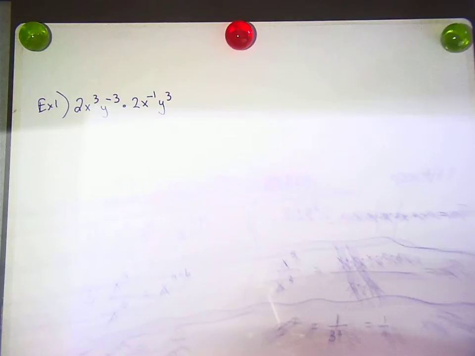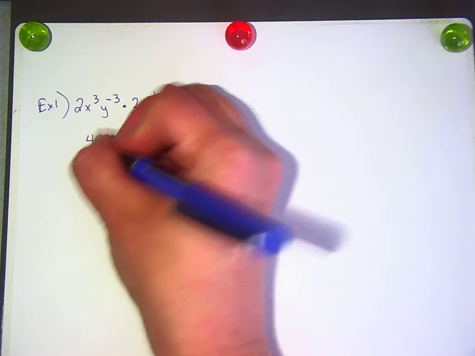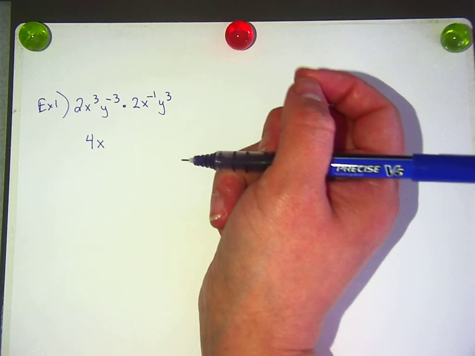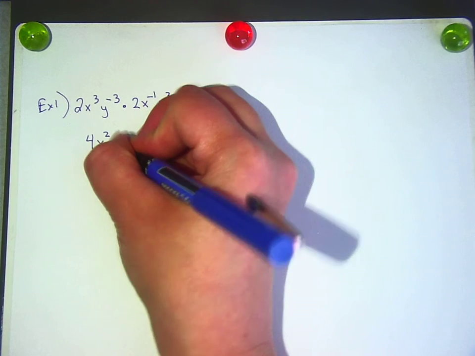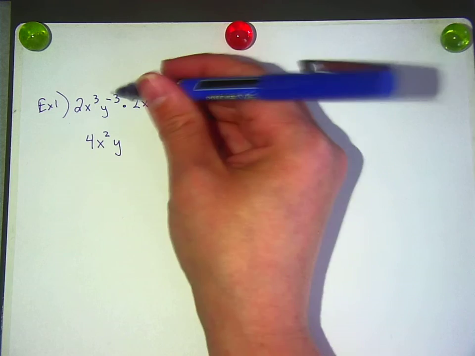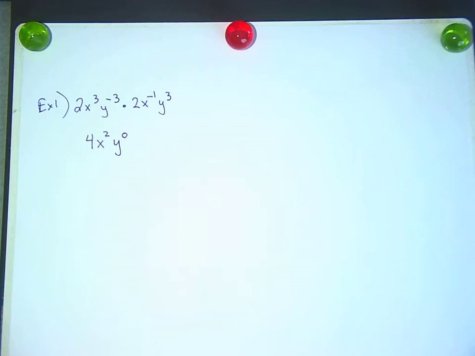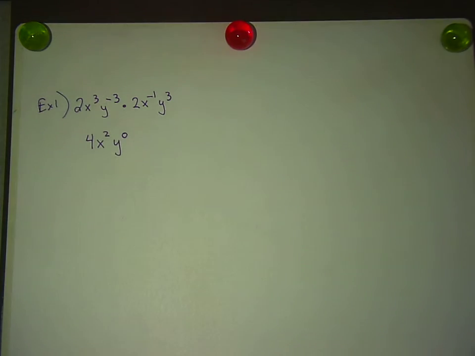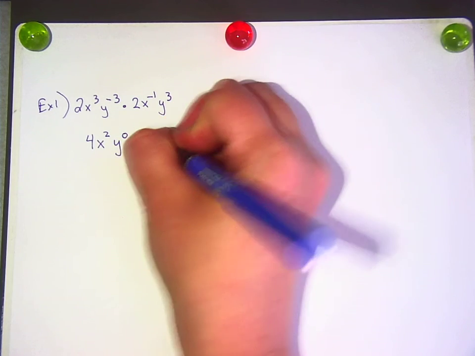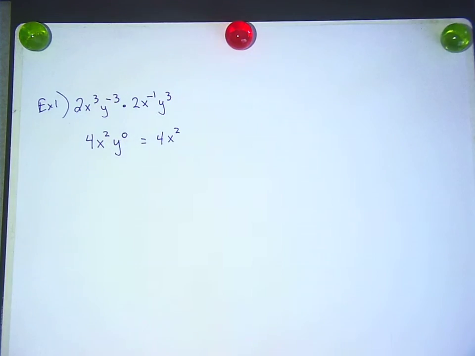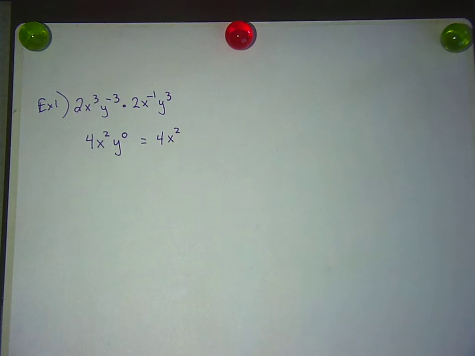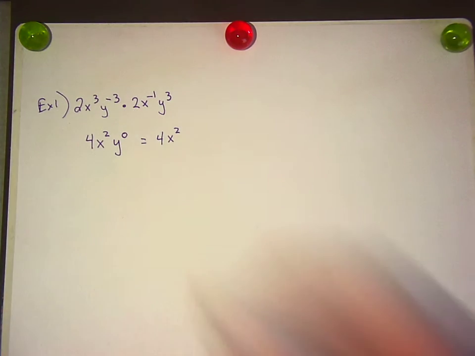You add the exponents. So this would be x to the what? 3 plus a negative 1? X squared. Y to the, what is negative 3 plus 3? 0. Okay, what's anything to the 0 power? 1. So this turns into actually 4x squared. You could write 4x squared times 1, but that's still 4x squared.